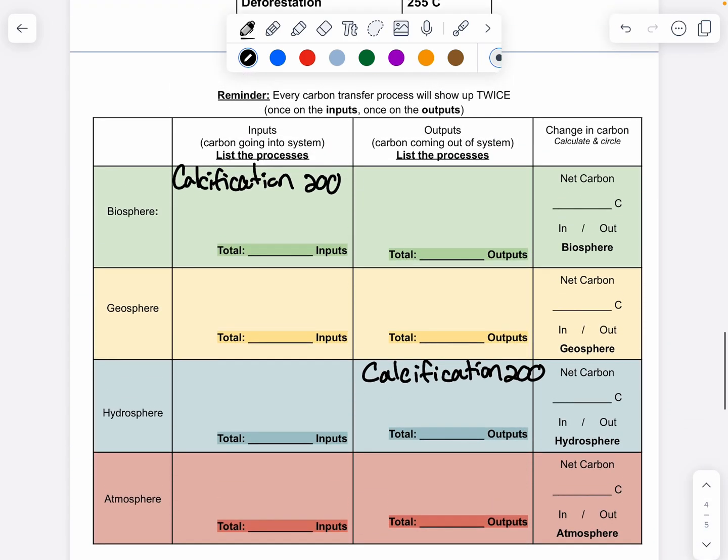So I like to start with the output. The output here, so it's going out of the geosphere, out of the fossil fuels. It's 500 units of carbon, and it's going into the atmosphere.